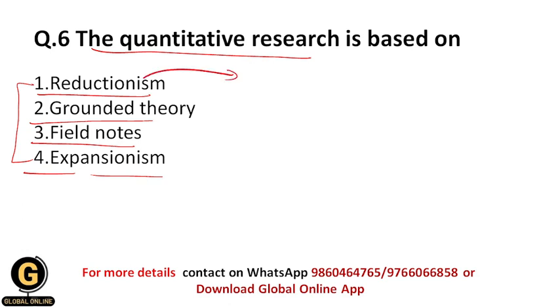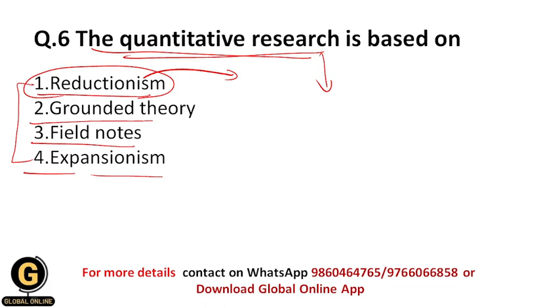Reductionism is a philosophical approach that seeks to explain complex phenomena by reducing them to their smaller, more fundamental parts. It involves breaking down a complex system or concept into its constituent elements or components, with the belief that understanding these smaller parts will allow for greater understanding of the whole. So reductionism means that we break down complex parts into simple parts so that we can easily study them. In quantitative research we do the same.